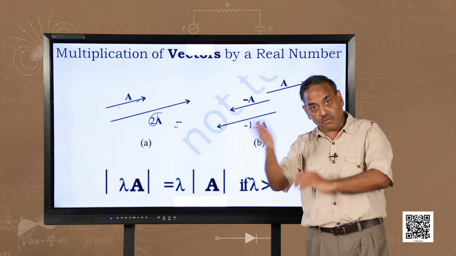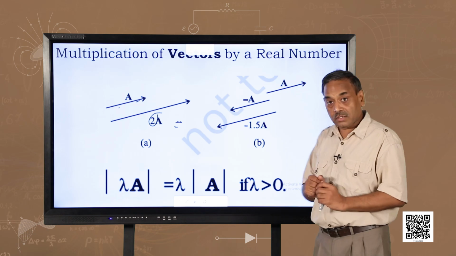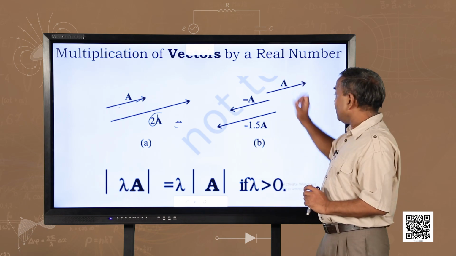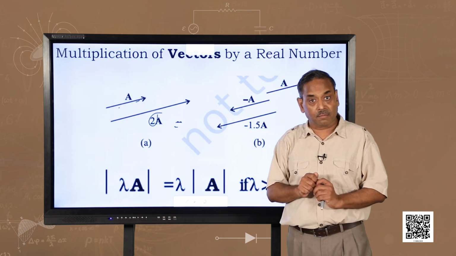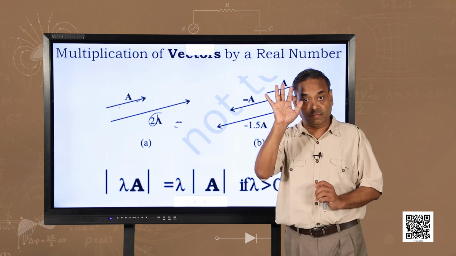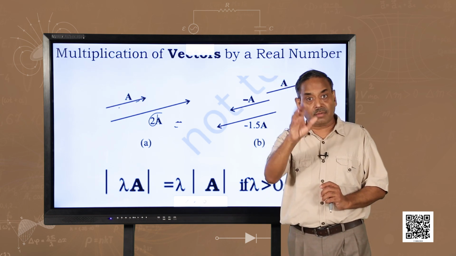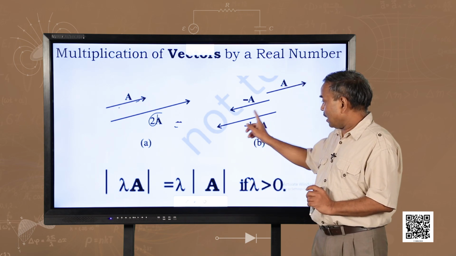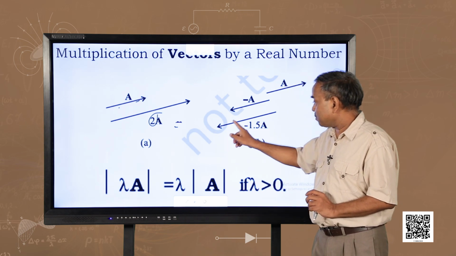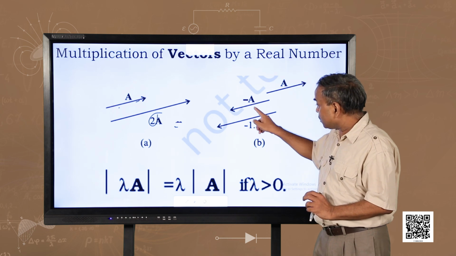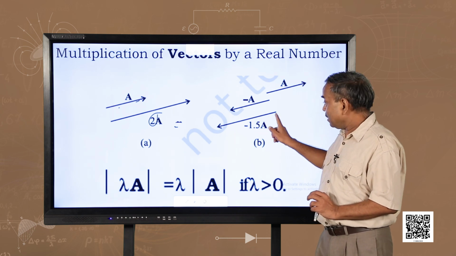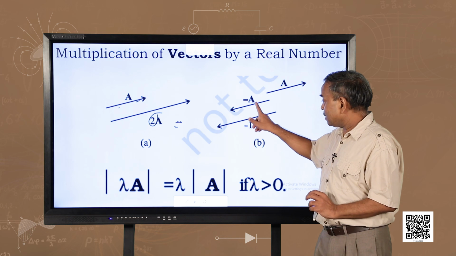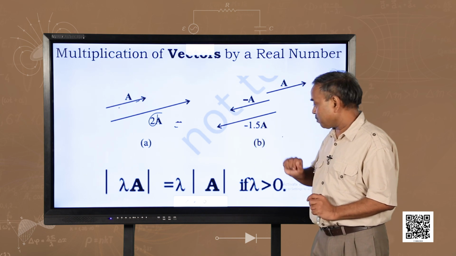Okay, just reversing. Now, if this vector A has to be multiplied by a real number, minus 1.5, that is minus 3 by 2, right, how to do it? This is the line, this is the vector, this is another vector which is representing the same direction as minus A, but half a time more than this minus A. So, this is your minus 1.5 A.